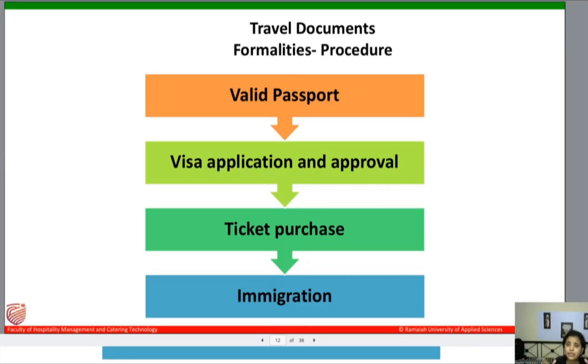Once the passport is been procured, then comes the visa application and approval process. After getting the visa application and approved by the consulate, the travelers needs to procure ticket and go in for immigration activity. I will explain further what is the meaning of immigration, what are the various checks required.